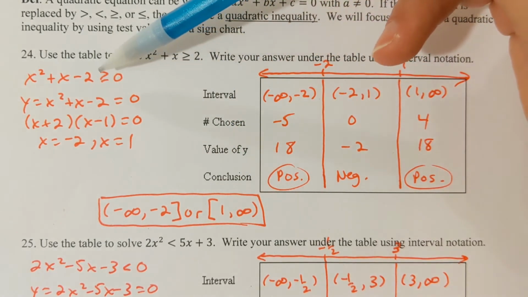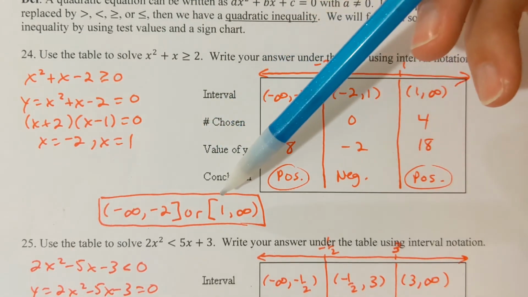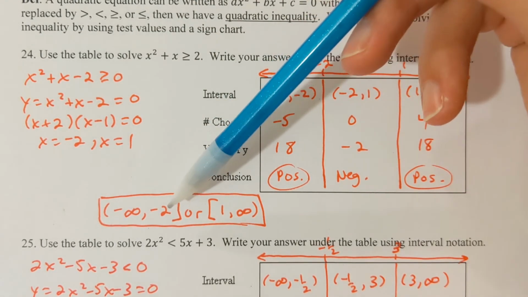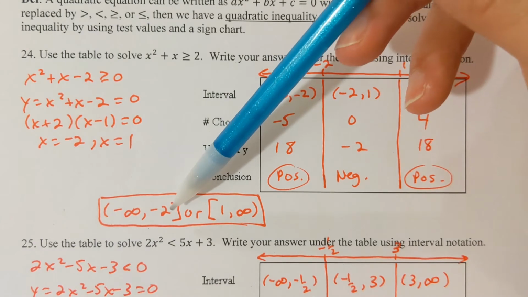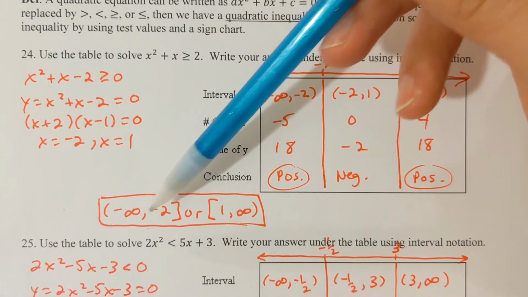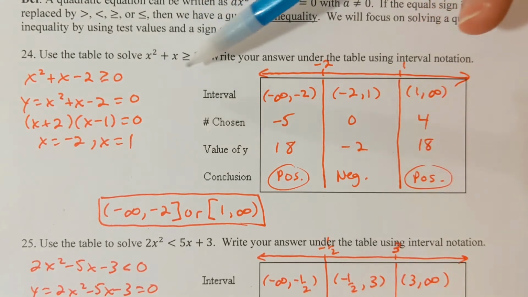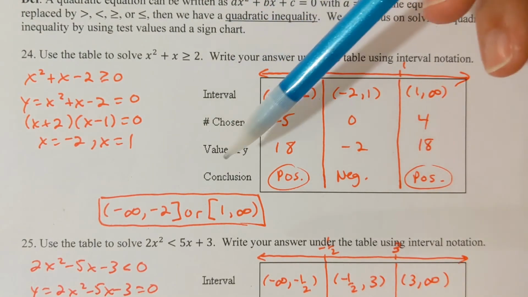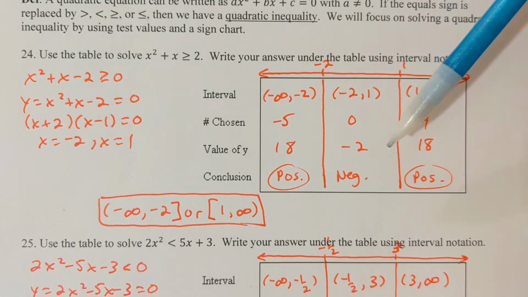If this were a strictly greater than sign, I would not do that, and I would just leave it in parentheses form by those two numbers. Okay. So any number that is less than or equal to -2 or greater than or equal to 1 is going to make this original inequality be a true statement. Anything between -2 and 1 means that it would be false.